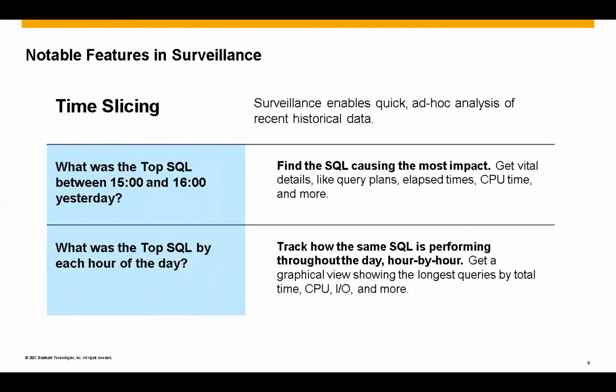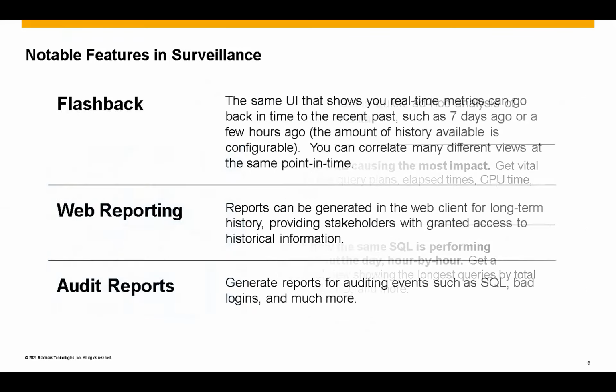Things like time slicing. So as I mentioned, you can say, what's the top SQL between 3 o'clock and 4 o'clock yesterday, for example, and take a look at that by elapsed time and CPU time, other types of ways of looking at that, looking at old query plans for that time period. Those kinds of things are great information from the historical record, as well as looking at top SQL by hour of day. So you can see throughout the day what were the SQL statements that were impactful by time, CPU, IO, those kinds of things.